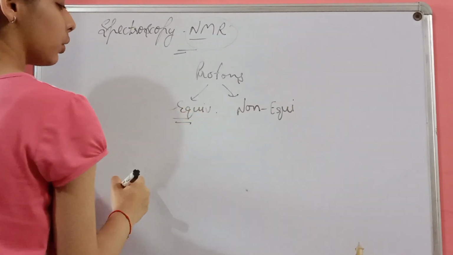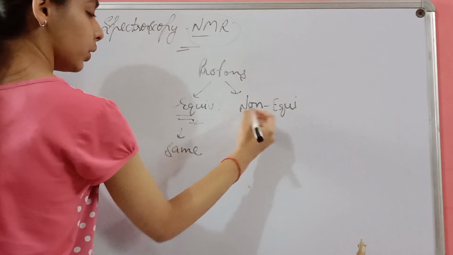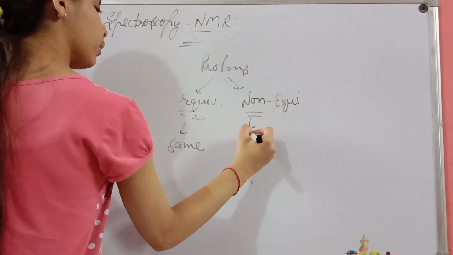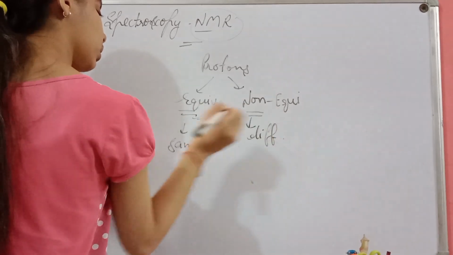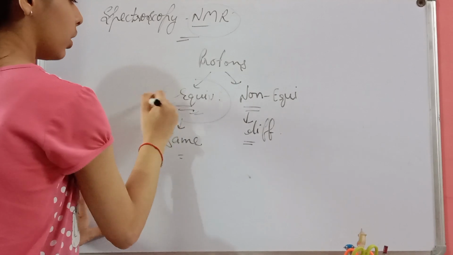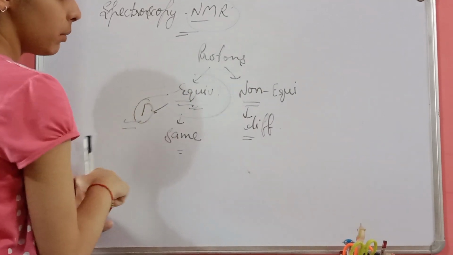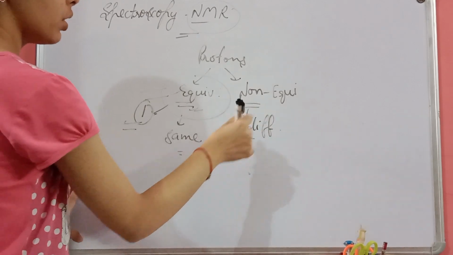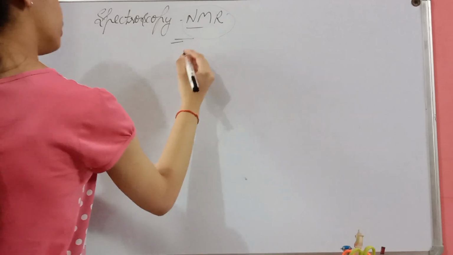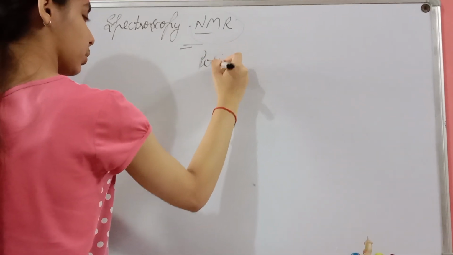Equivalent protons are those which have the same environment. On the other hand, non-equivalent protons are those which have different environments. In the case of equivalent protons, there is only one signal, that is the same signal, and non-equivalent protons give different signals. Now we will discuss the position of signals in PMR spectroscopy.